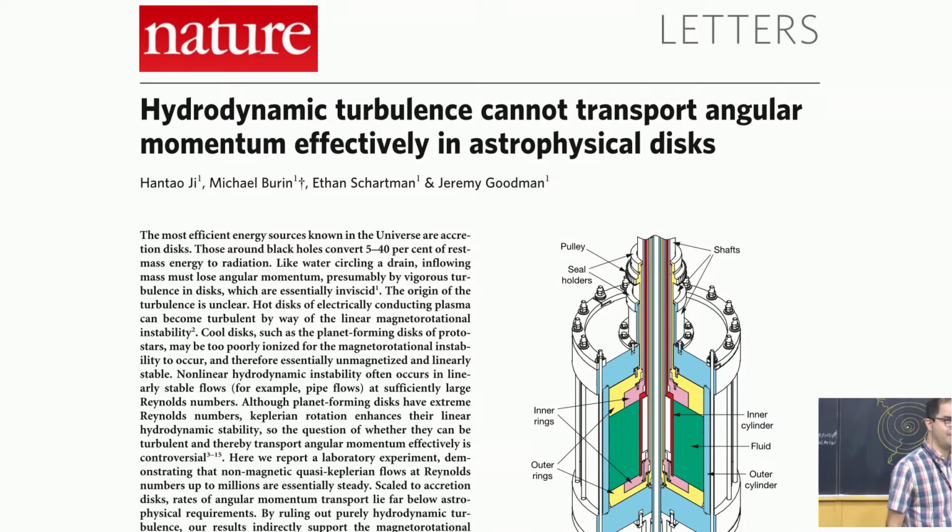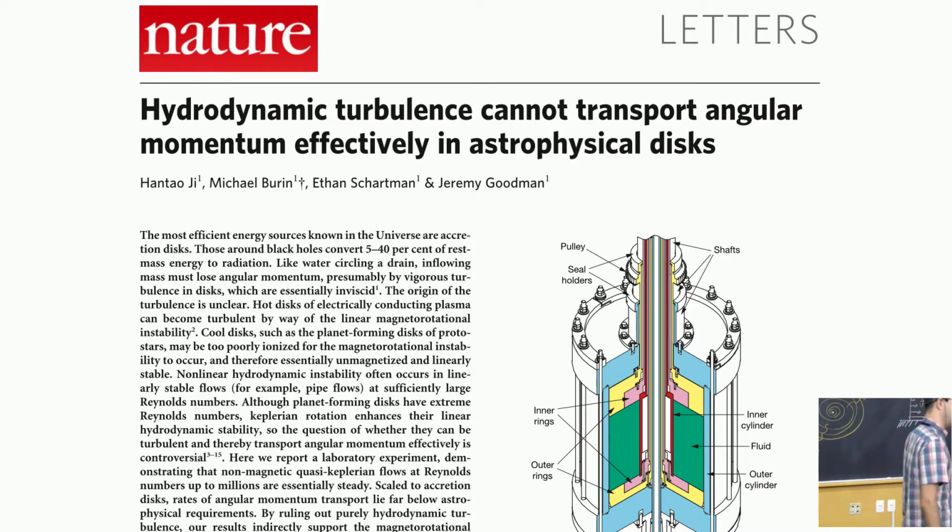Pure hydrodynamic turbulence cannot be the mechanism responsible for removing angular momentum and allowing accretion to proceed in astrophysical disks around black holes, okay? This was a Nature paper published a couple of years ago reporting some of the results of the experiment I just showed you, and the conclusion is a sound no. If you only have hydrodynamics, you cannot really create these kinds of rich accretion disks around compact objects and drive accretion in the universe.